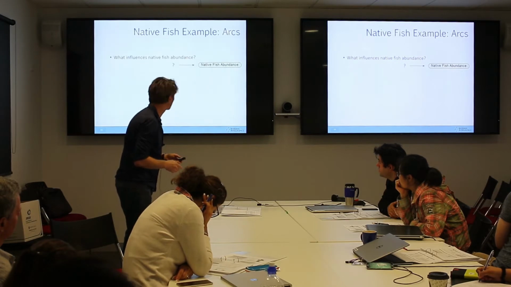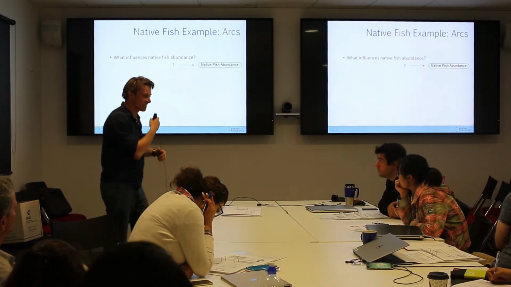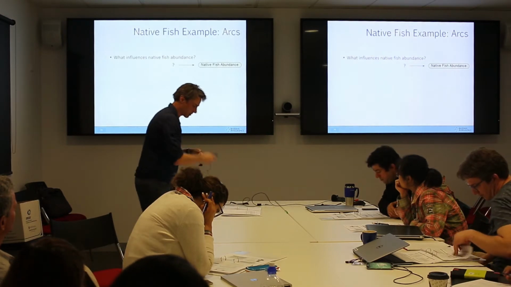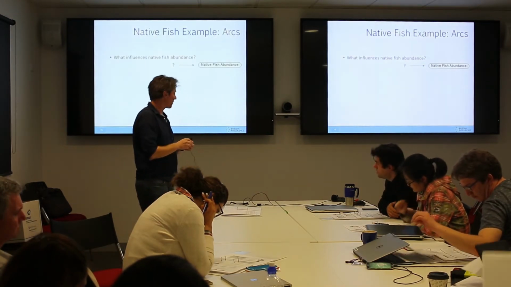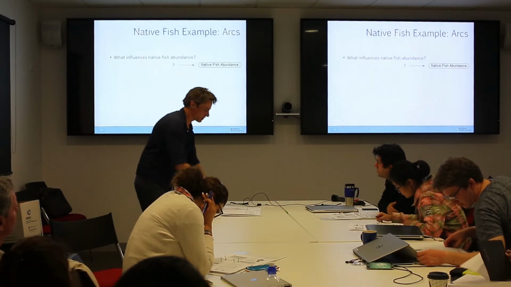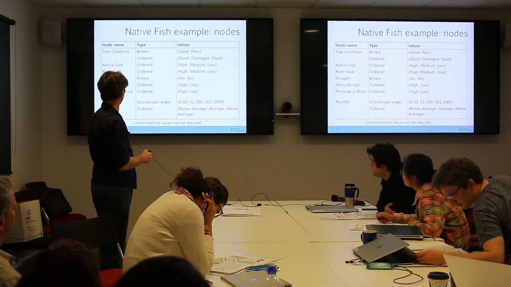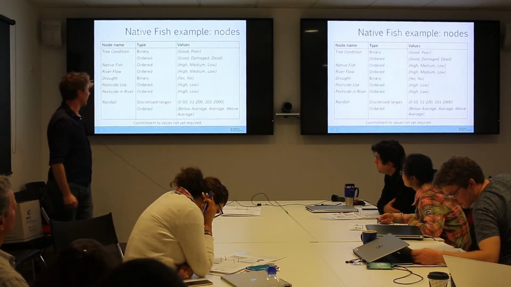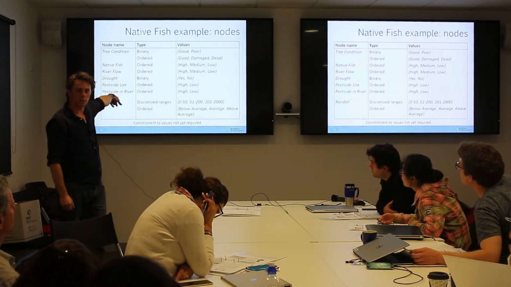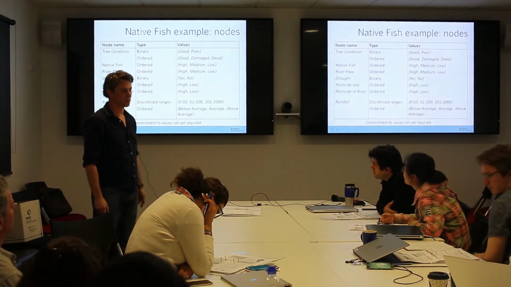Can people remember the variables that I had up beforehand? Does anybody want to hazard what the direct influences of native fish abundance are? So if this is all our random variables, which variables do you think are going to be directly influencing the native fish abundance?